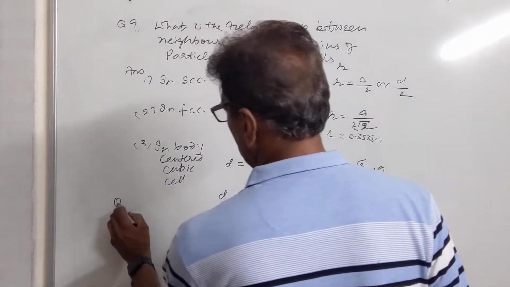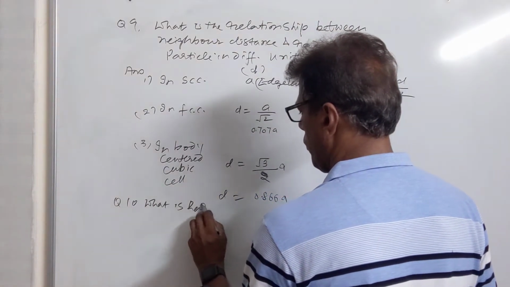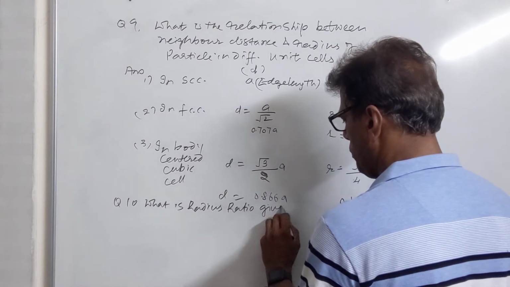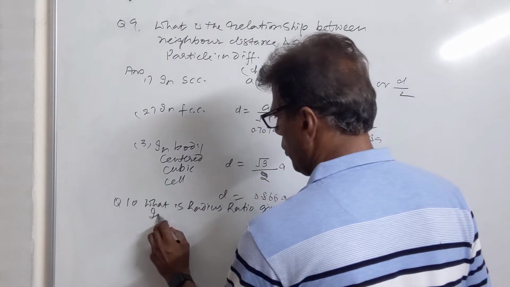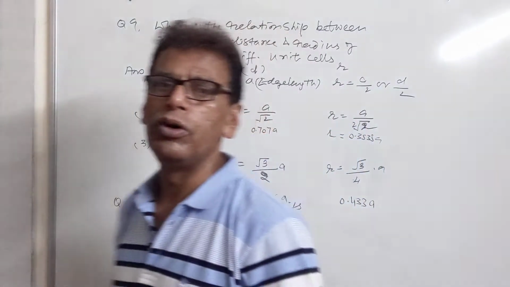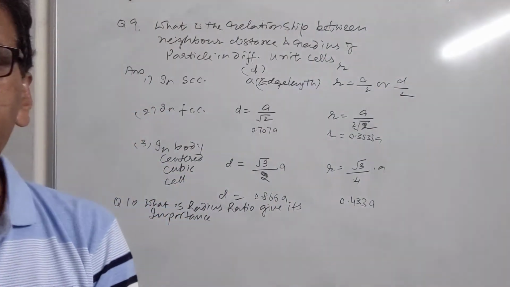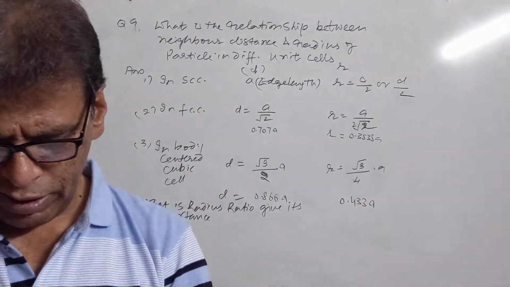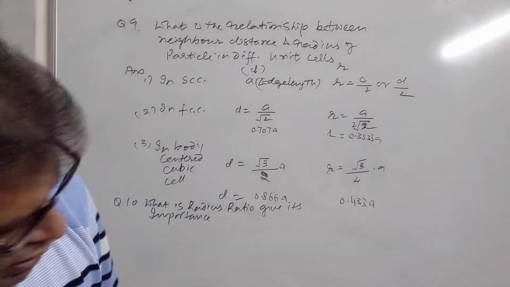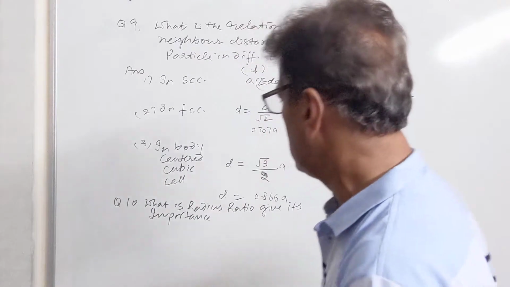Then we have next question, what is radius ratio? Give its importance. Now what is radius ratio? It is defined as the ratio of cationic radii to anionic radii in an ionic solid. And if we know the radius ratio, we can easily calculate the different coordination number, the structural arrangement of the ions in the crystal lattice.